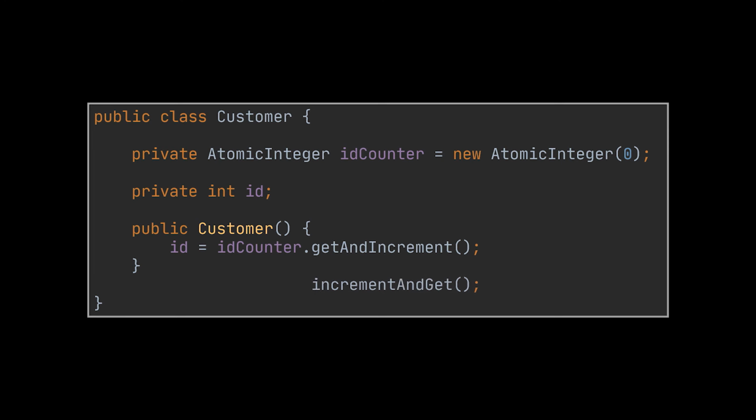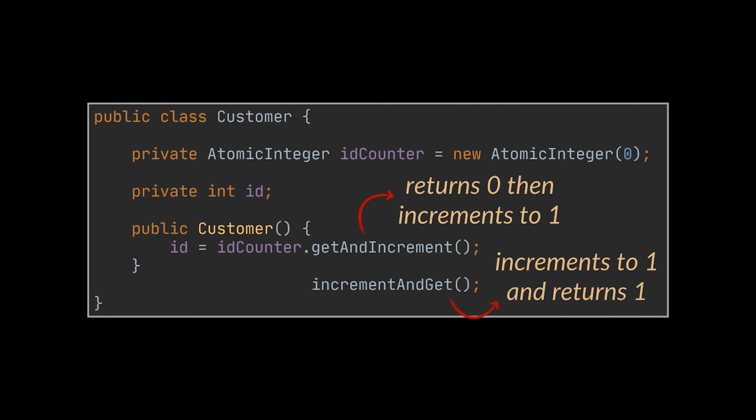In addition to this method, you have the increment and get method. They basically do the same thing under the hood. However, one of them returns the current increment and the second returns the next one. So if the counter is equal to 0, which is our case, and we used the get and increment, it will return a 0 for us and then increment the counter to 1. However, the increment and get, on top of incrementing, will return the result of the incrementation, which is 1.